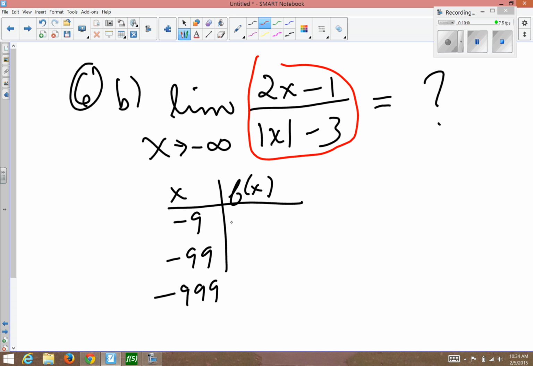And first, when I plugged in -9, I got -3.6167. When I plugged in -99, I got -2.073. Plugging in -999, I got -2.007.